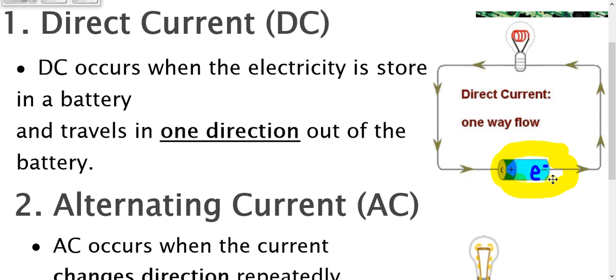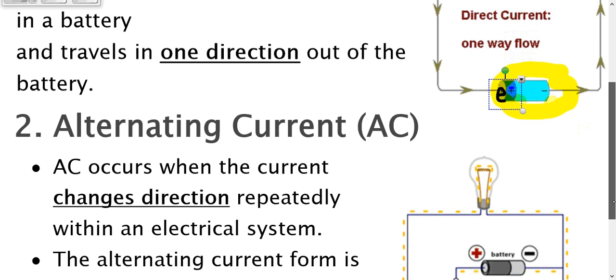We've separated the protons and the electrons, so we've got all the electrons at the negative end. When we connect it to this circuit, the electrons flow out of that negative end. They flow through this light bulb, and hopefully that would light up the light bulb, and then back to that positive end. And we'll talk lots more about that over the next week to 10 days.